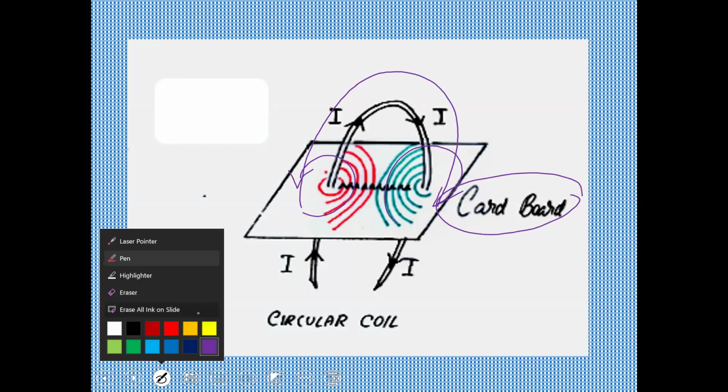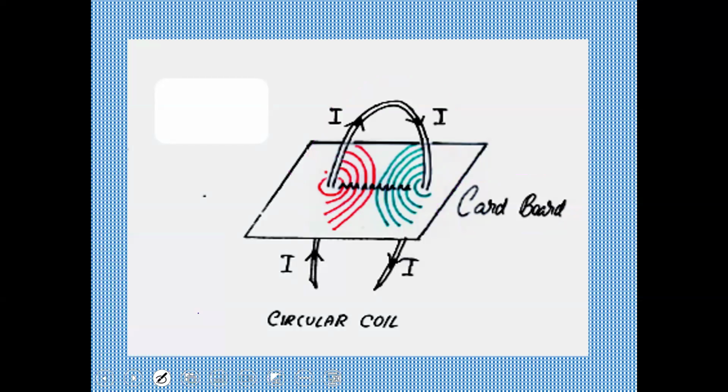Now you have to write under it: a circular coil is a loop of wire.